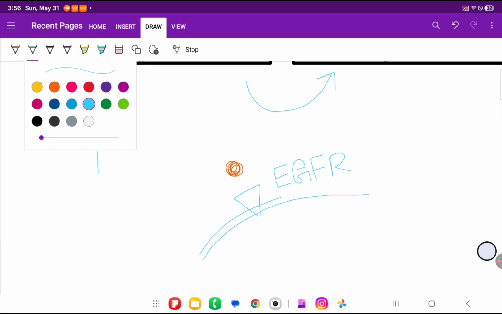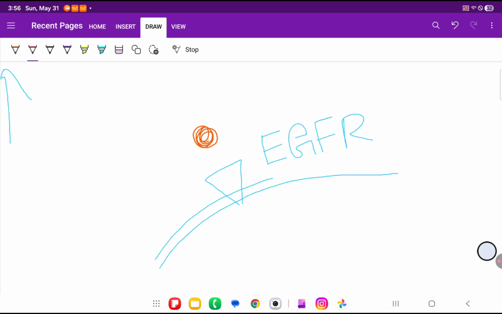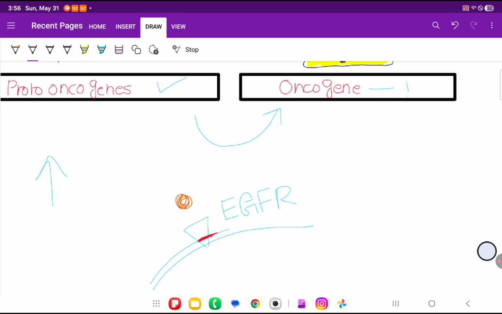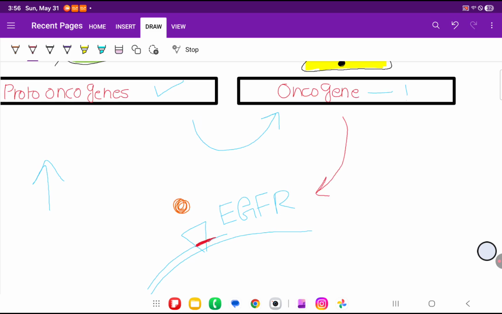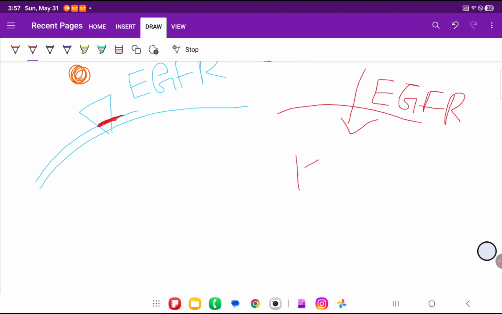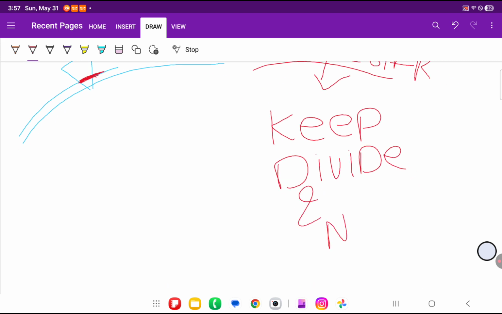Let's suppose this receptor becomes mutated. The gene that is coding for these receptors is then called an oncogene. What happens in this situation is that it is the same receptor, but now it is mutated. So even if there is no growth signal, this will tell the cell to keep dividing and never stop.